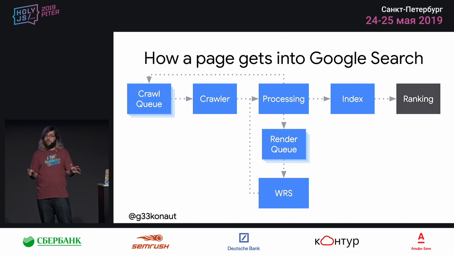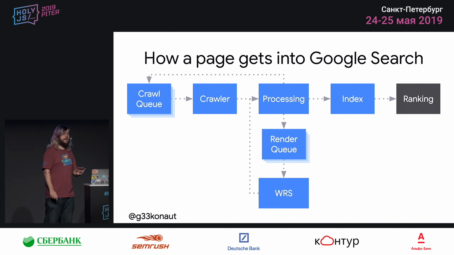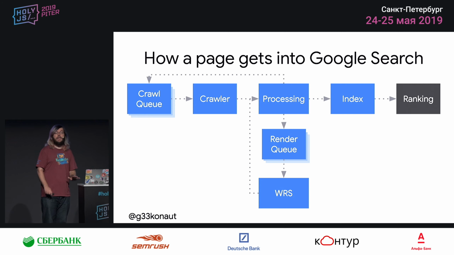So the entire rest of the talk will focus on the first three stages: crawling, rendering, and indexing. We're not going to talk about ranking today. So I'm not going to talk about ranking factors or any of the magic that happens in ranking. Very different topic. All right, cool.